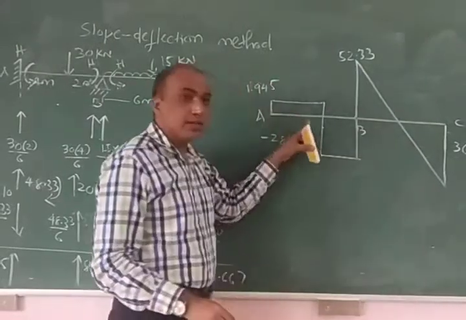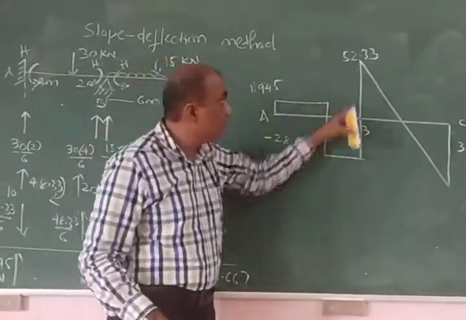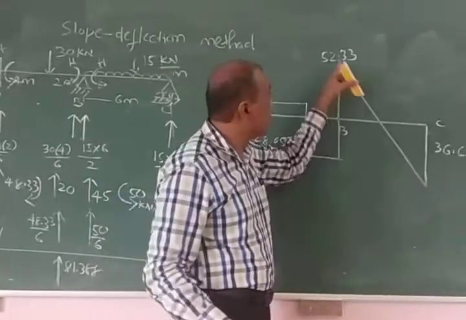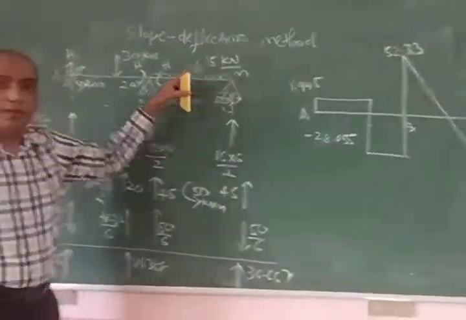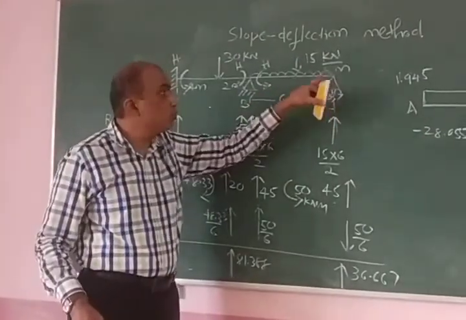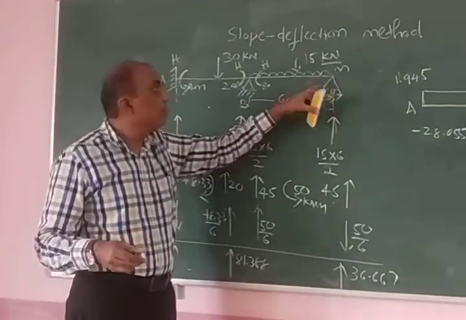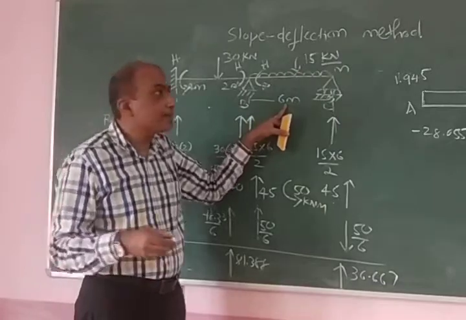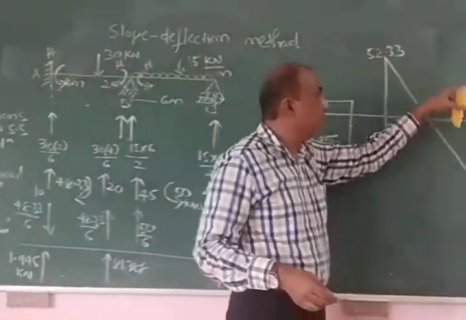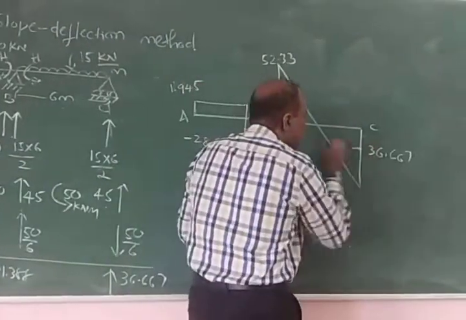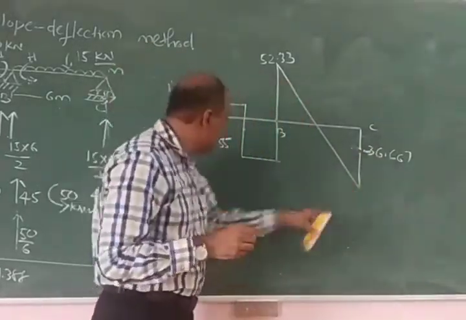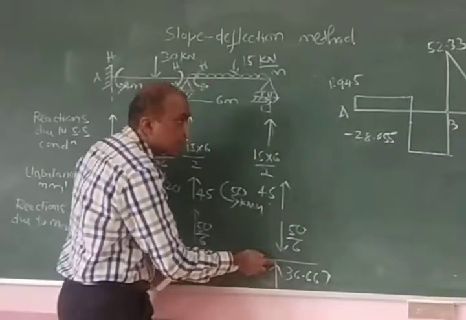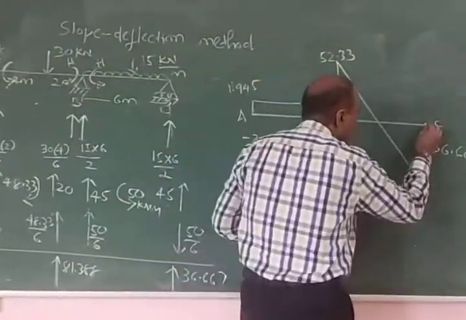When there is a concentrated load, shear force remains constant. When there is a UDL, the shear force varies linearly. So 52.33 drops at the rate of 15 per meter. By the time it comes to point C, what is the total drop? 15 into 6, 90. So 52.33 minus 90 is minus 36.667. Then minus 36.667 plus 36.667, it comes here and becomes 0.